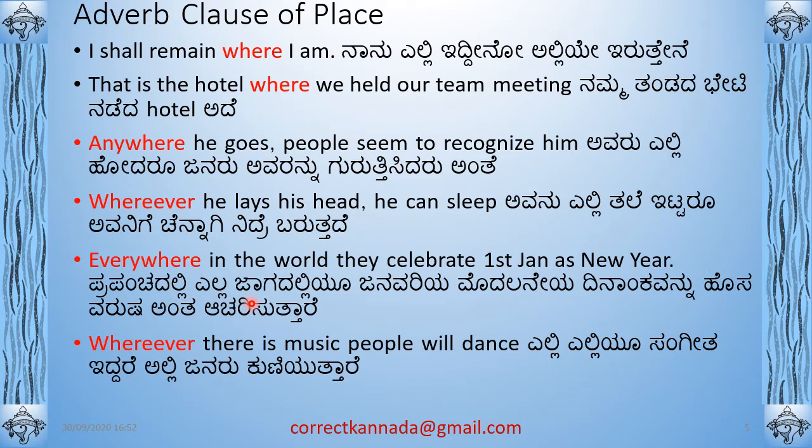Everywhere in the world they celebrate 1st January as New Year, right? ಪ್ರಪಂಚದಲ್ಲಿ ಎಲ್ಲ ಜಾಗದಲ್ಲಿಯೂ, right? ಎಲ್ಲ ಜಾಗದಲ್ಲಿಯೂ ಜನವರಿಯ ಮೊದಲನೆಯ ದಿನಾಂಕವನ್ನು ಹೊಸ ವರ್ಷ ಅಂತ ಆಚರಿಸುತ್ತಾರೆ, right? So ಆಚರಿಸು is to celebrate. Here ಎಲ್ಲ ಜಾಗದಲ್ಲಿಯೂ means everywhere. Jaga is place, ella jagadalliyu. This u is inclusive, to say it doesn't miss anything. It is all the places.